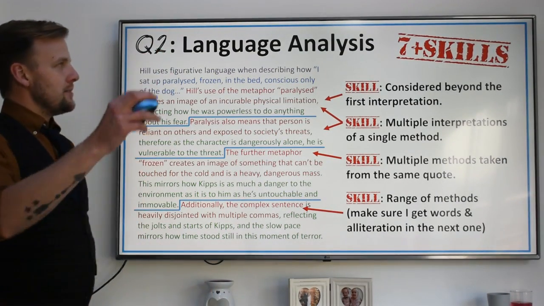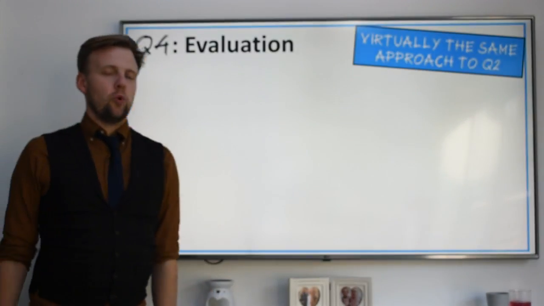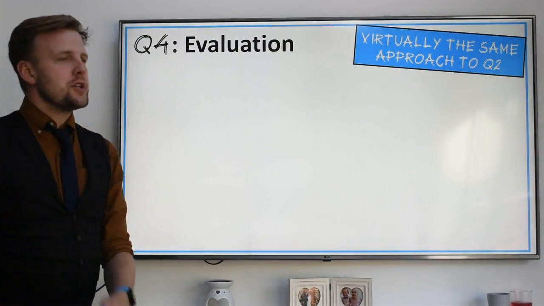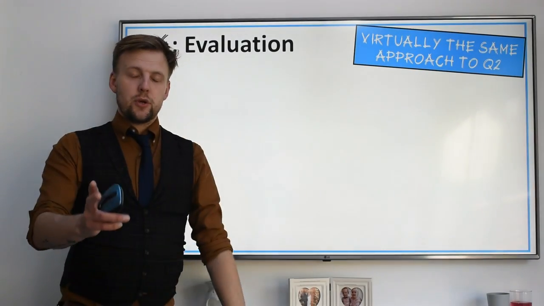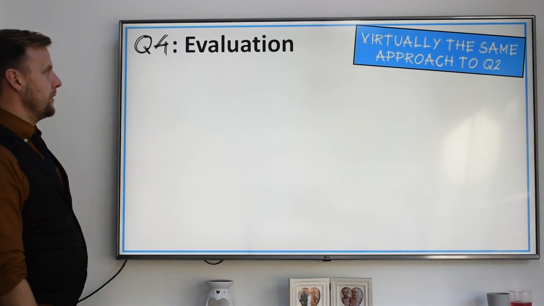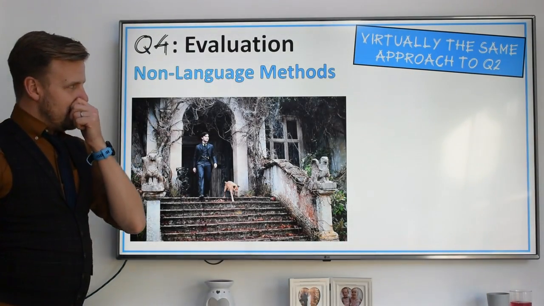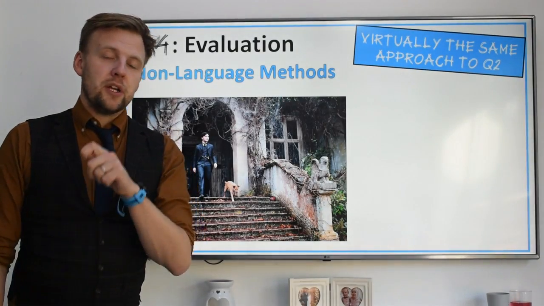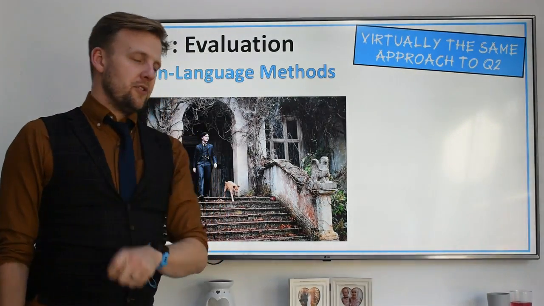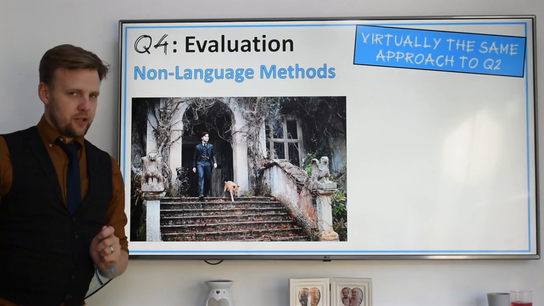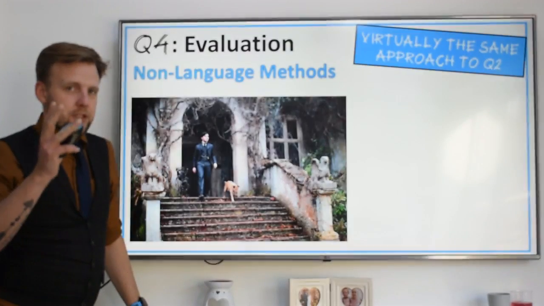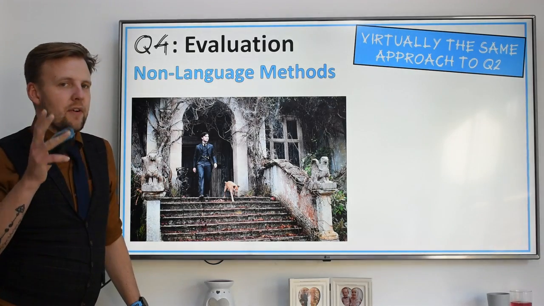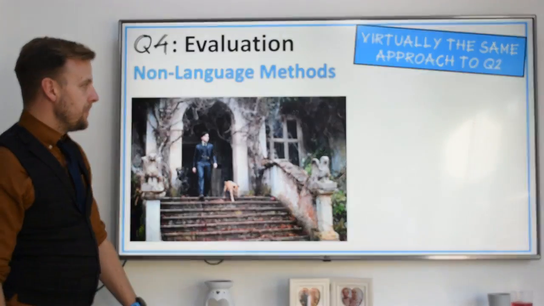Okay? Now, we're going to do question 3, but while I'm talking about layers and focus, effect, links and so on, it is prudent to talk about question 4, because the approach to question 4 is virtually the same as question 2. If you can do question 2, you can do question 4. Okay? Question 4 is about language methods again, but it is also about non-language methods. Now, there are billions and billions of non-language methods, okay? But I'm going to talk to you about just three specific ones, because these are in every text I've ever read that AQA ever provided, okay?